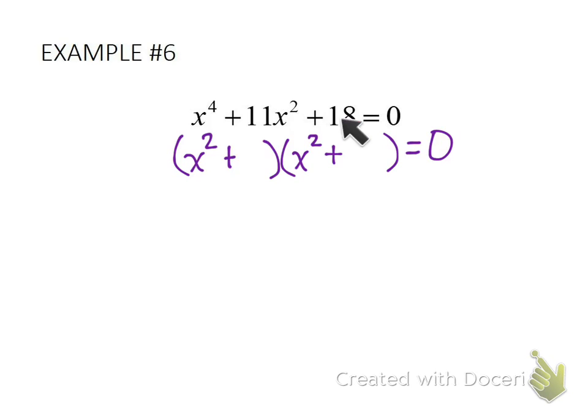We need two numbers that multiply to 18 and add up to 11. What's it going to be? 9 and 2. Very good. They're both positive, so it doesn't matter to me if you put the 9 or the 2 in the front or the back. Can either of these be factored anymore?